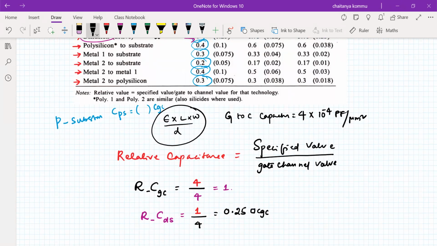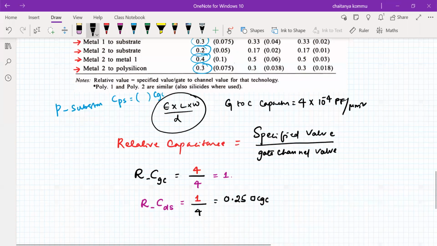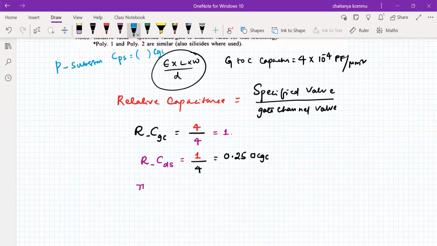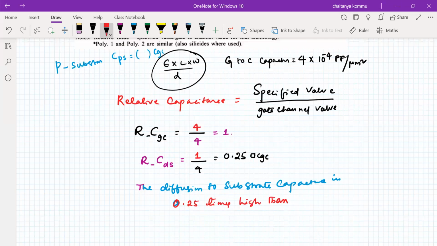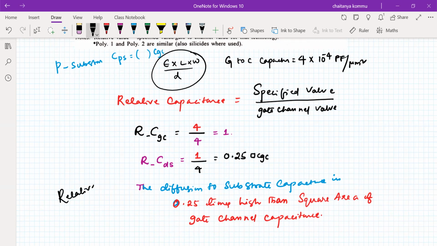Okay, these are square CGs. Therefore, please remember that this is the value when compared to the square CG value that we are considering. So the diffusion to substrate capacitance is 0.25 times that of the square area of gate to channel capacitance. That's the meaning of this. This is the most meaningful way that we are representing or calculating the capacitances. So this is what relative capacitance means.